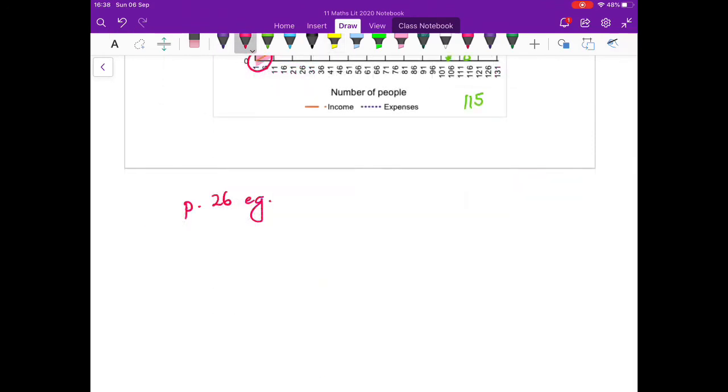You can do the example on page 26. There's also, for practice, page 35 in your summary and questions, and it is question number 3.